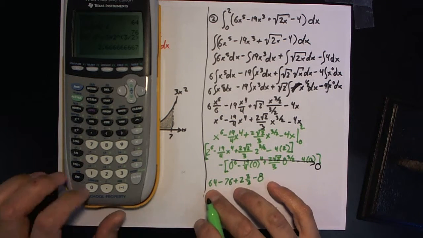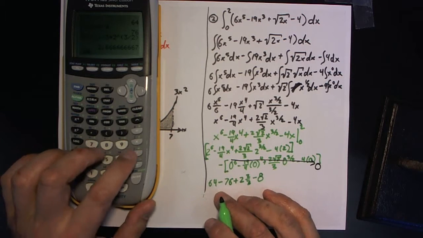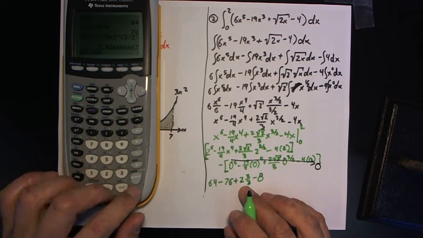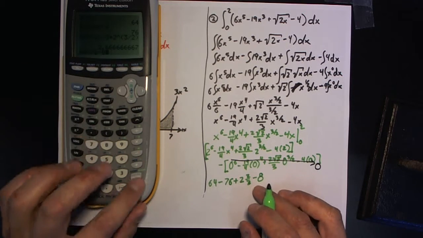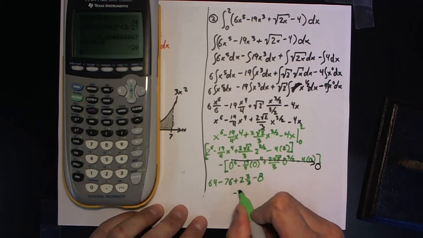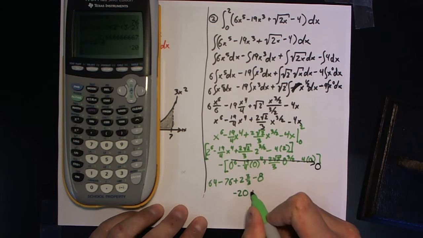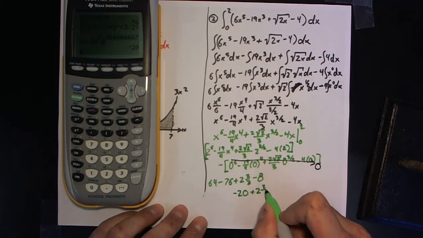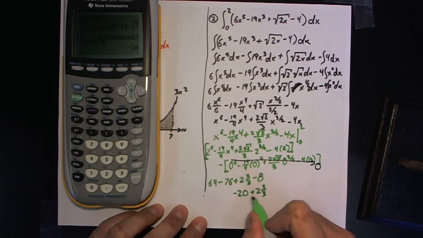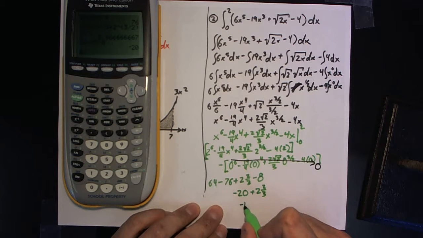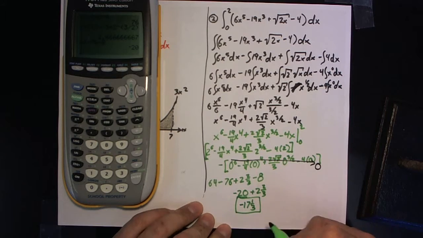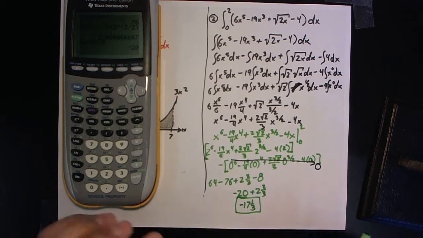Okay, let's get all this math done. 64 minus 76 minus 8. Okay, so not counting the fraction, we get negative 20 plus 2 2/3. And so that's the same thing as adding 3 and subtracting 1/3. So that's going to be negative 17 1/3. You can convert this to an improper fraction if you want, but this mixed number is just fine.